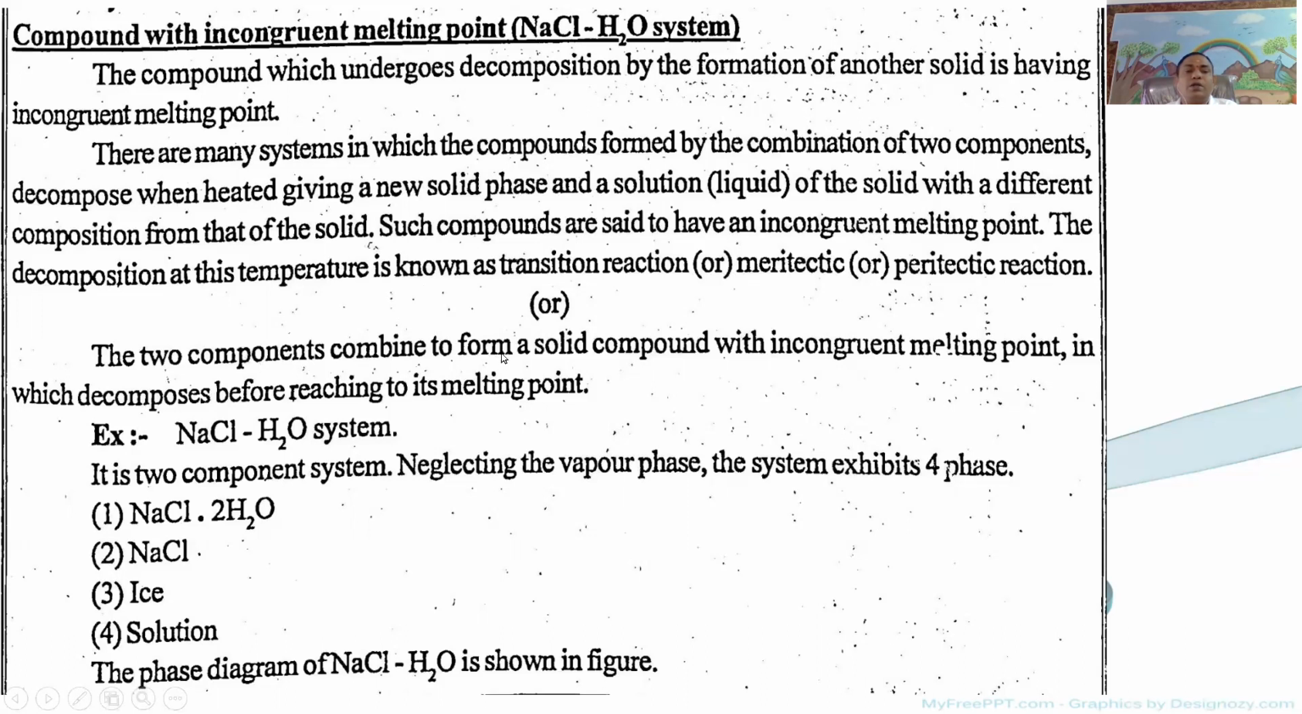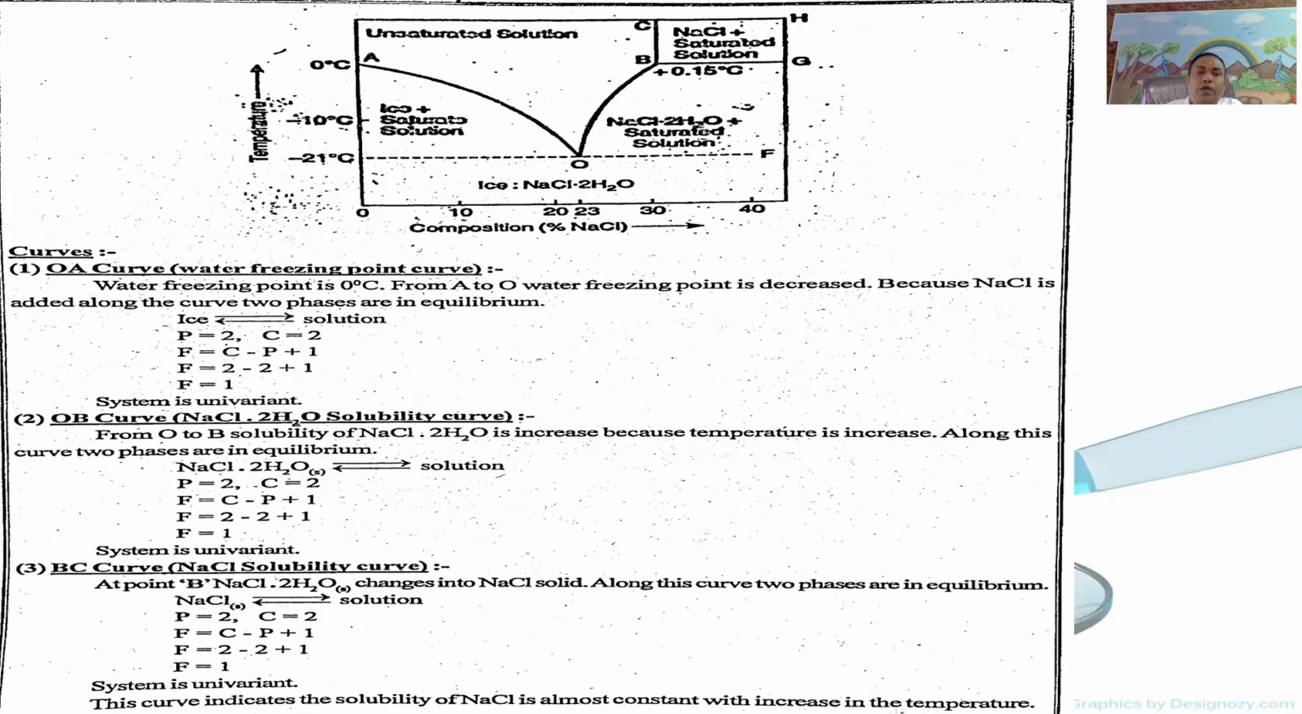The two components combine to form a solid compound with an incongruent melting point, which decomposes before reaching its melting point. Example, sodium chloride water system. It is also a two-component system. Neglecting the vapor phase, the system exhibits four phases: sodium chloride water liquid phase, solid sodium chloride, solid water, and its saturated solution. The phase diagram of sodium chloride water shows the following.